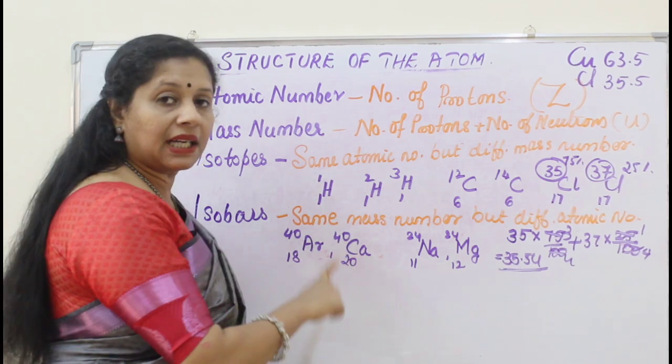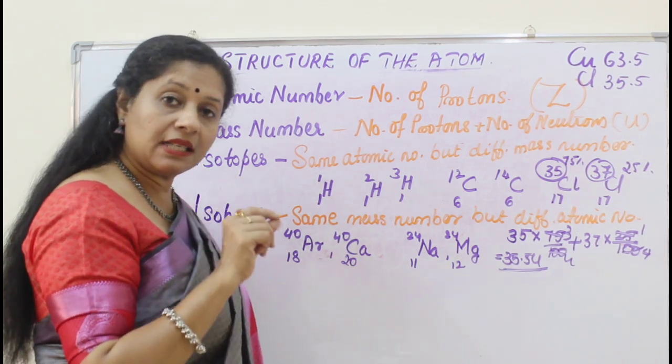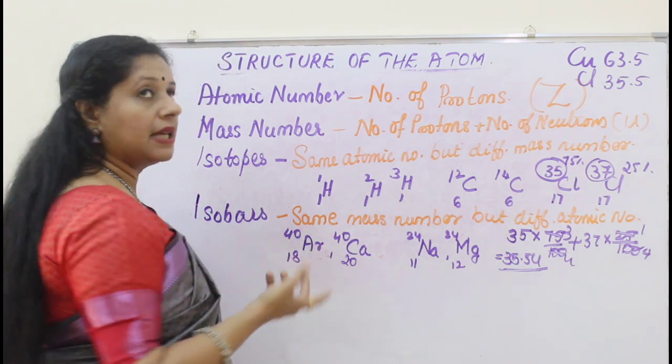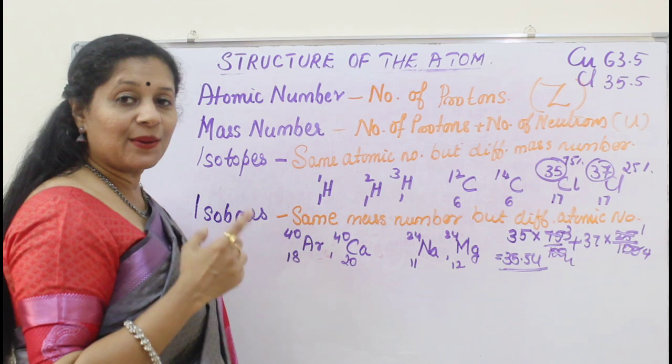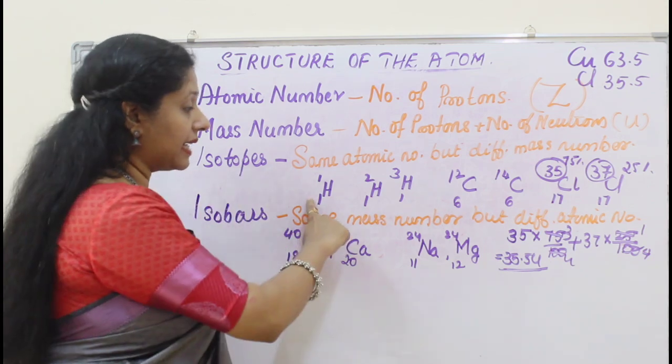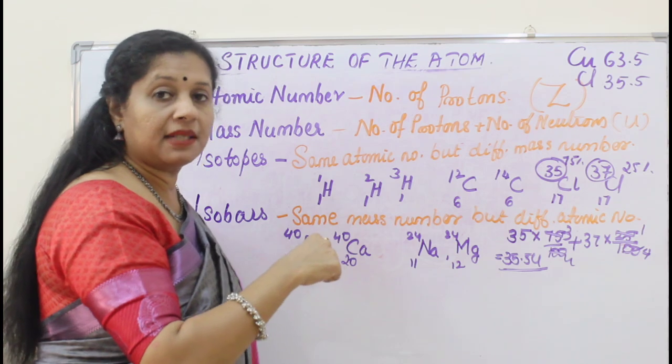Calcium is an element with atomic number 20. So they have 18 protons and 20 protons respectively, but they both have the same mass number. So mass number is same, atomic number is different, and they are different elements. But isotopes are the same element only.